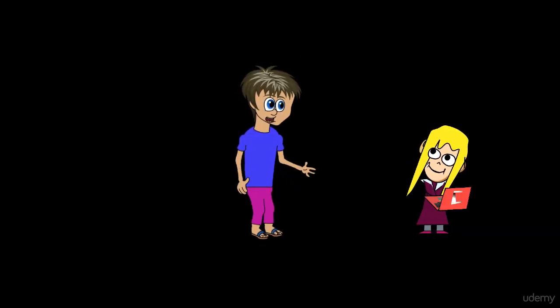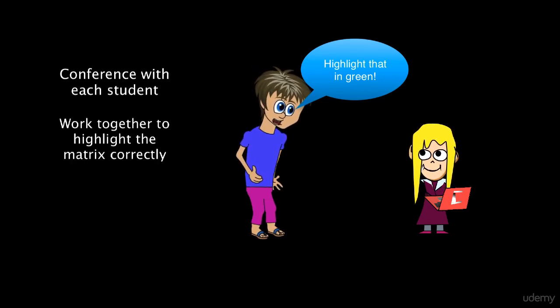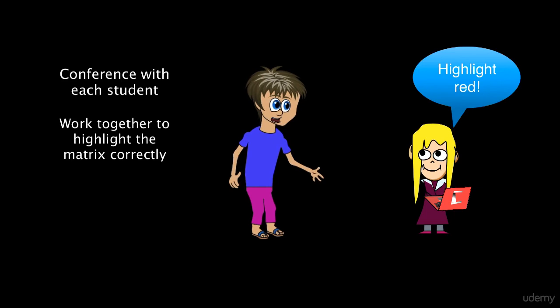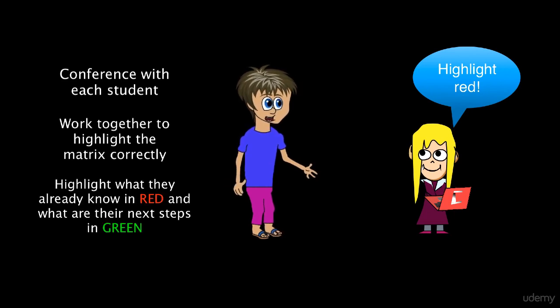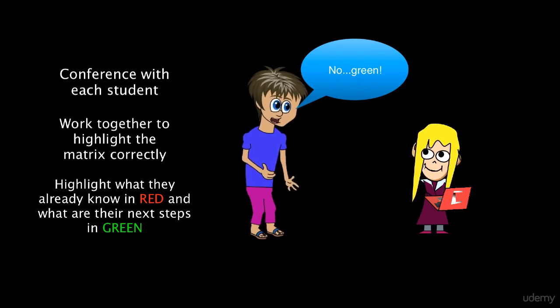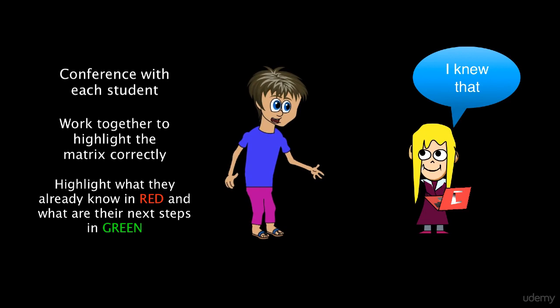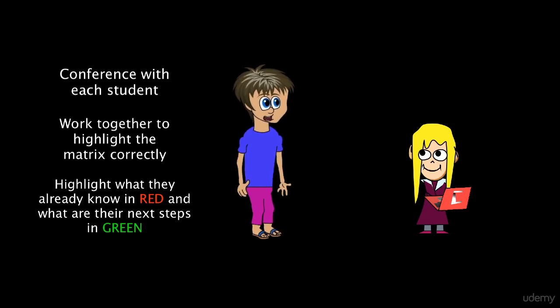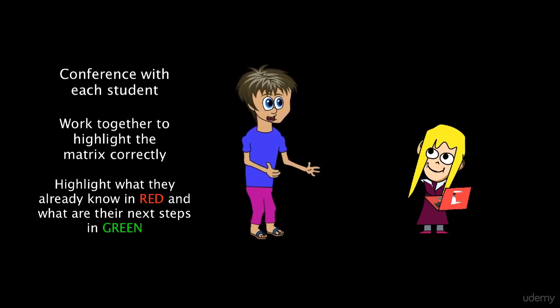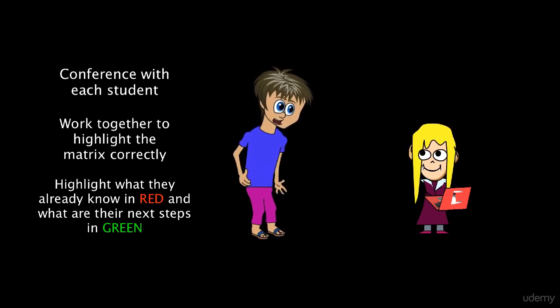When you start off, it is a good idea to conference with each student about where they are and highlight their matrix off together. What they can already do in red and what are their next steps in green. This is important so that the teacher and especially the student understand where they are going. You can highlight them yourself as the teacher, but unless you explain it in person about what they have to do and how to achieve it, some students will just get lost.